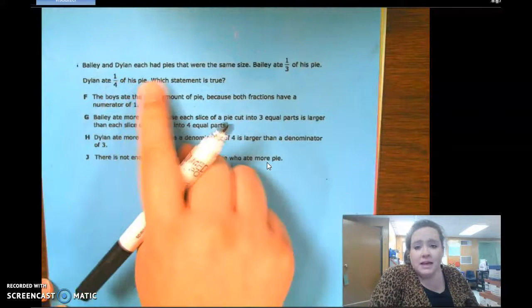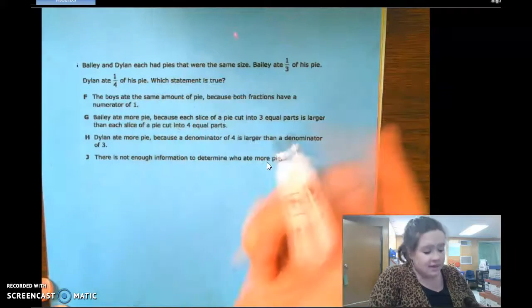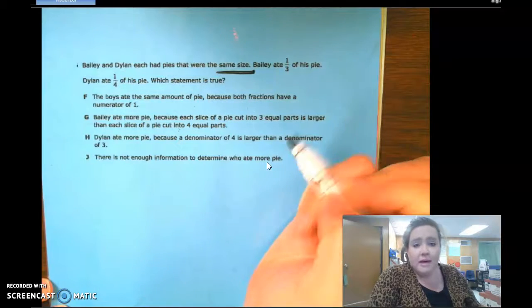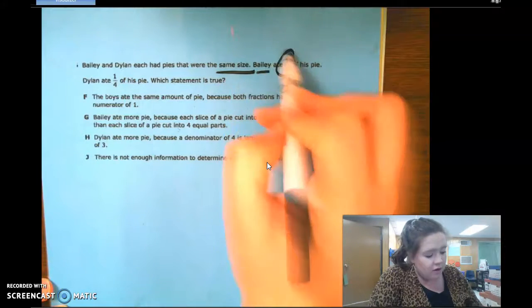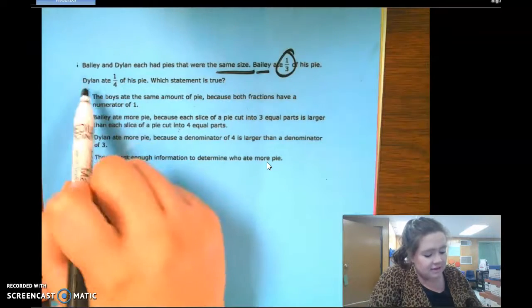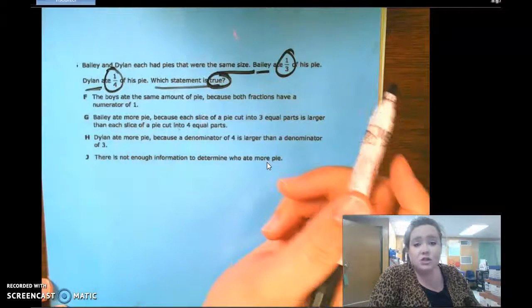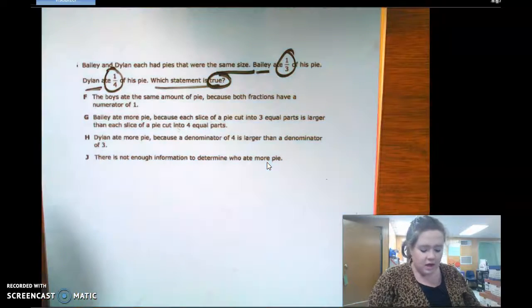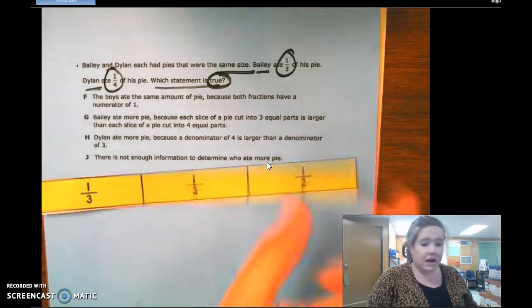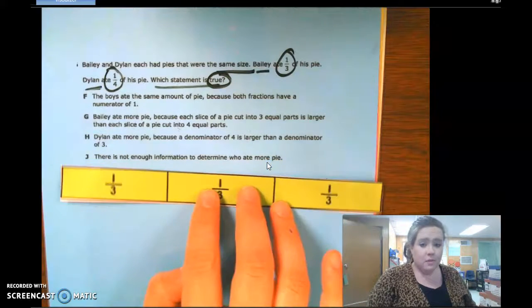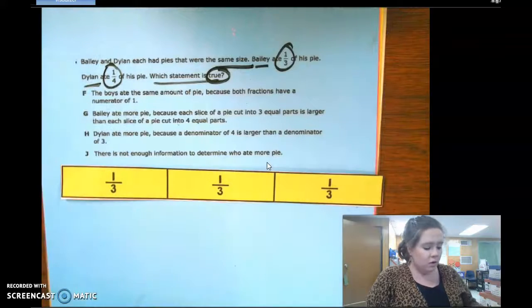Bailey and Dylan each had pies that were the same size. Bailey ate 1/3 of his pie. Dylan ate 1/4 of his pie. Which statement is true? Okay, so because I can right now, I'm going to get out my fraction strips and I'm going to have 1/3 and 1/4.